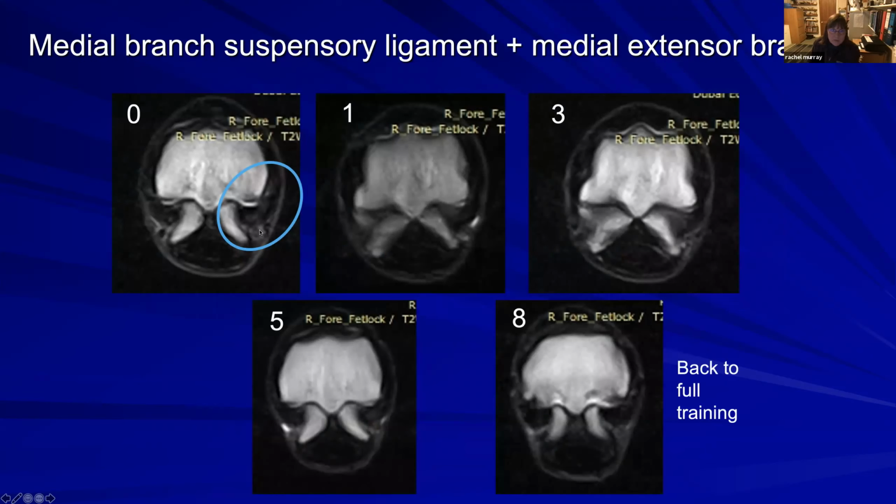medial branch of the suspensory ligament and the extensor branch. So we can see here, and this is the time scale, so these are the months. This is the first MRI, month 0, and we can see we've got injury to the suspensory branch and the extensor process. We can see this is gradually improving over time and resolving, and at this point it's going back into full training. So following the soft tissue injury is also useful.